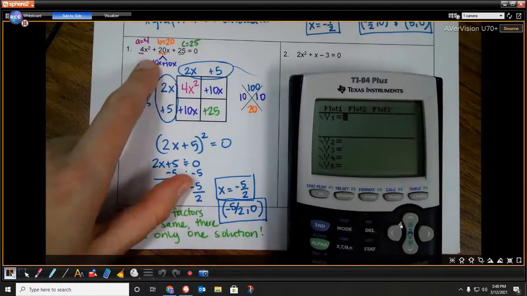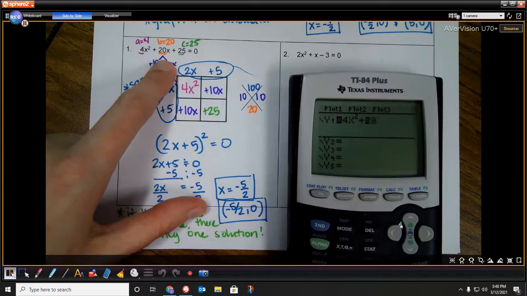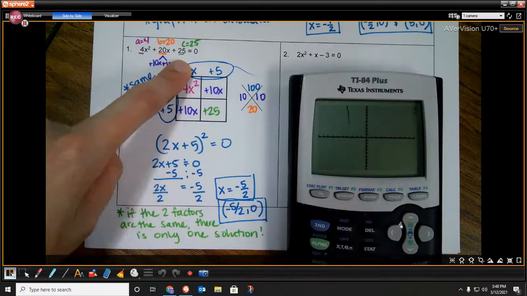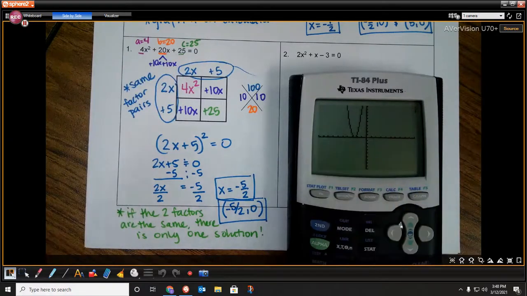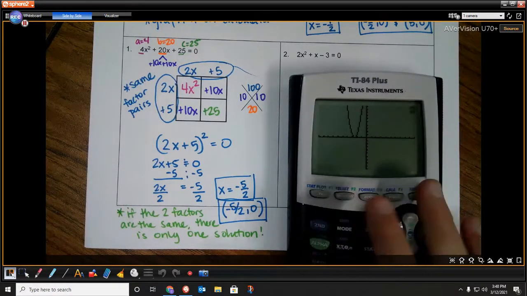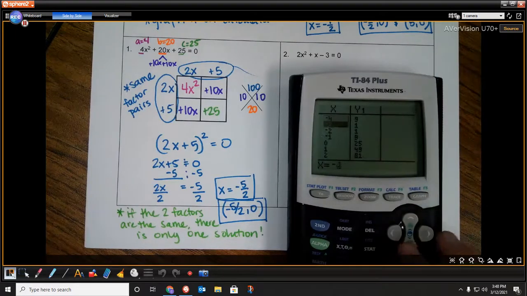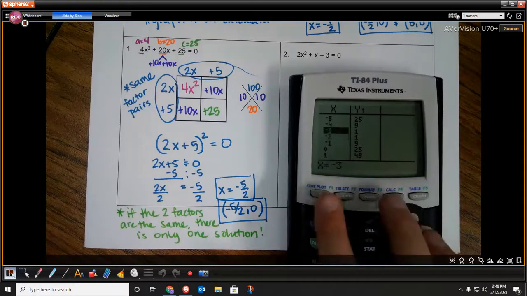Whoops. And so if you type this in, 4x squared plus 20x plus 25, we graph this, we are going to see that there's only one solution because it's right there on the graph. If we go to our table, unfortunately, it is not easily listed, right? There is no y value where it's 0, but it is right there between negative 2 and negative 3, and negative 5/2 is negative 2.5. So we would be right in the middle of those two right there.